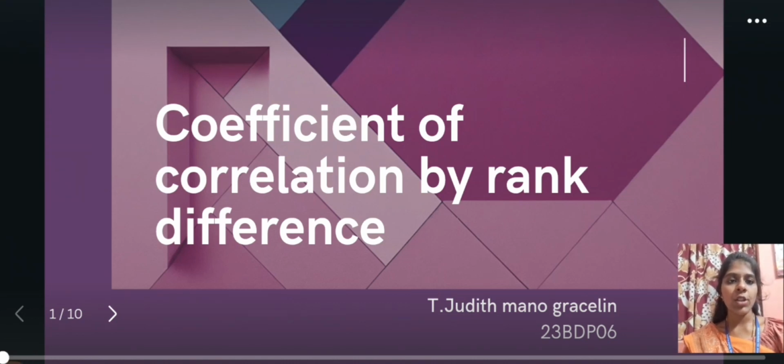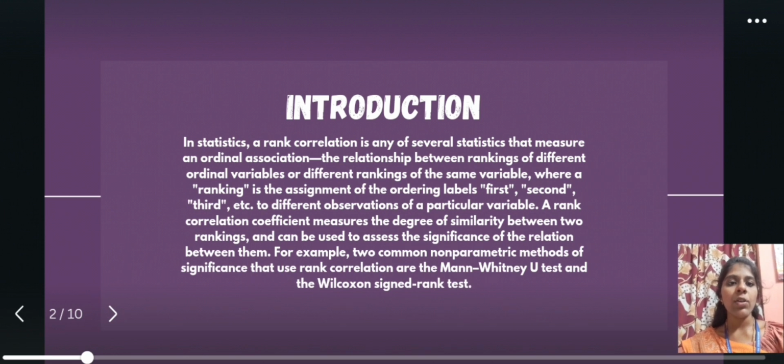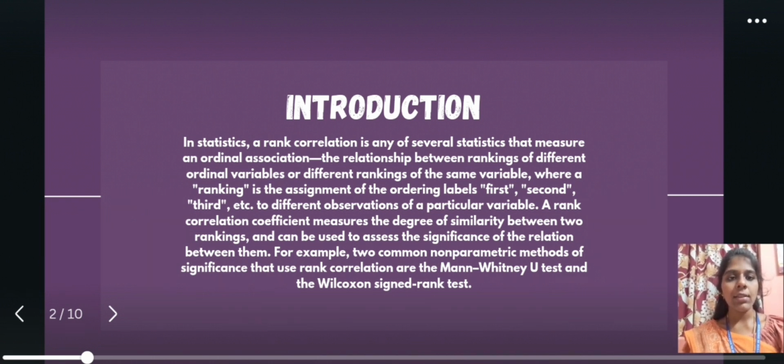I am going to discuss a topic about coefficient of correlation by rank differences. In statistics, a rank correlation is any of several statistics that measure an ordinal association, the relationship between rankings of different ordinal variables or different rankings of the same variable, where a ranking is the assignment of the ordering labels first, second, third, etc. to different observations of a particular variable. A rank correlation coefficient measures the degree of similarity between two rankings and can be used to assess the significance of the relation between them.